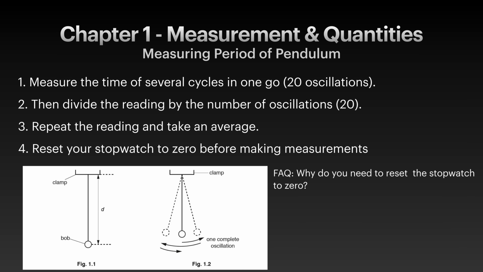Measuring the period of a pendulum requires multiple swings, since a single swing would be inaccurate due to human reaction error. Let's say 20. Then you divide the total time by 20. Repeat it and take an average to reduce the random errors. And always remember to reset your stopwatch before starting. It avoids the systematic errors.